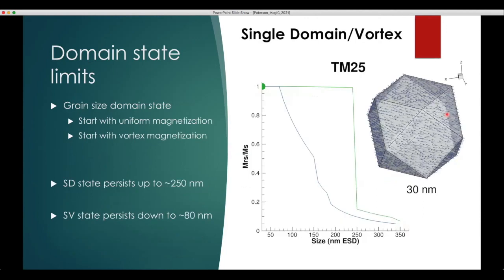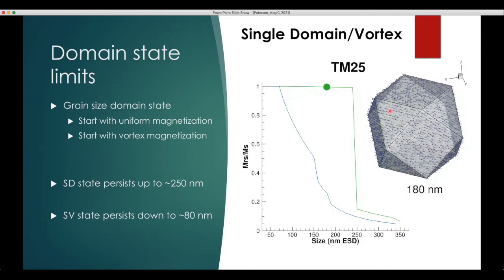We've also looked at the thresholds between single domain and single vortex. And the way that we do this is by starting with a small uniformly magnetized grain. We increase the grain size, starting from a uniform magnetization, until we collapse into a vortex state. And then we go from a vortex state and we shrink the grain size until we come back to a uniform state. So we have essentially a sort of grain size hysteresis loop, which looks something like this.